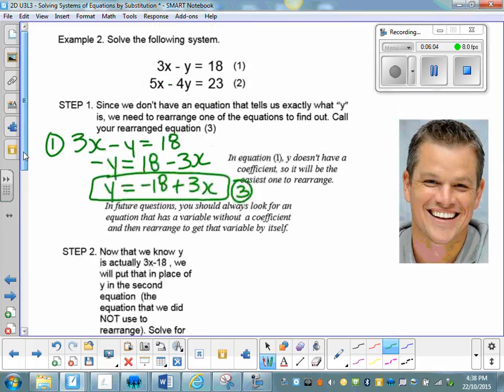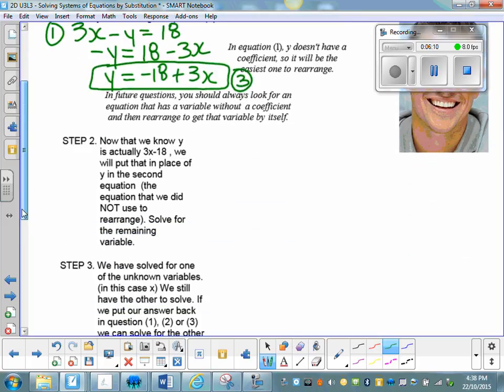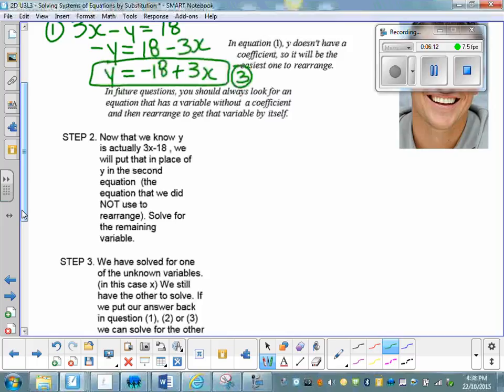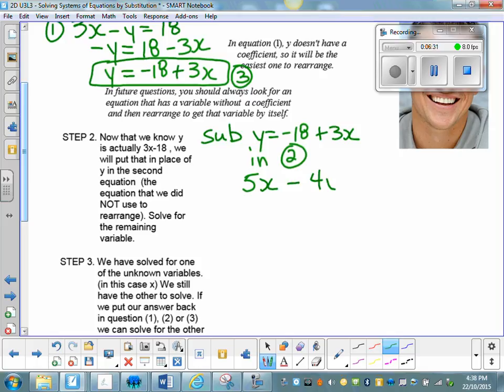Okay? And when I look at those equations, y was the easiest one to solve for because I didn't have to divide by a number in front of the y. All right, so now that I've done that, I need to sub y equals negative 18 plus 3x into equation 2. So up above in equation 2, I've got 5x minus 4y equals 23.